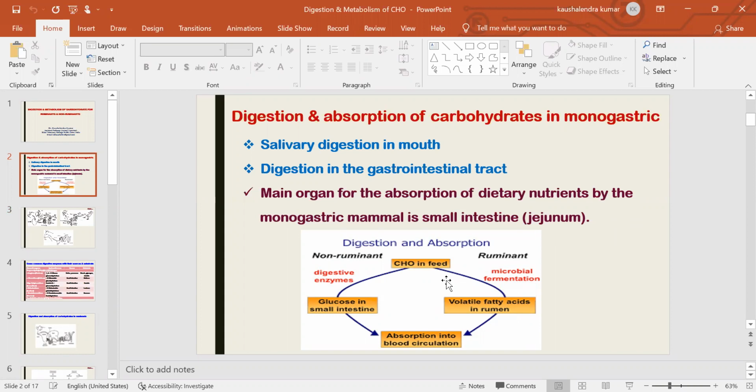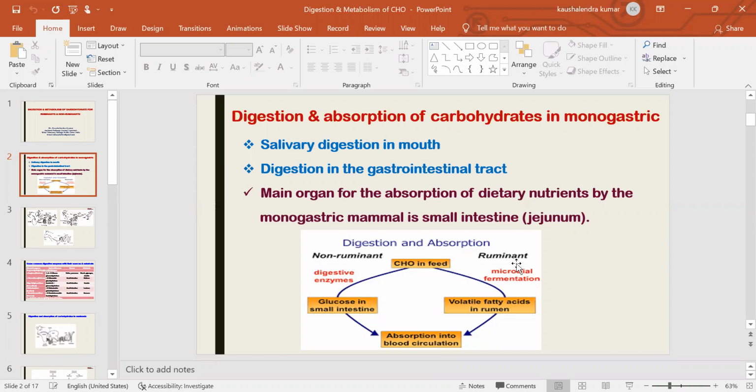So in this figure, you can see how carbohydrate through feed comes to the gastrointestinal tract. By the action of different digestive enzymes, it is converted into glucose in the small intestine, and further the absorption of the glucose takes place, and it goes to the blood circulation. This is happening in non-ruminants, where enzymatic digestion takes place.